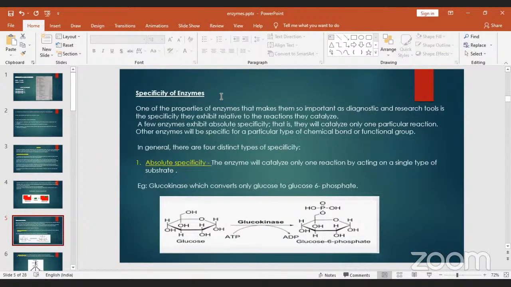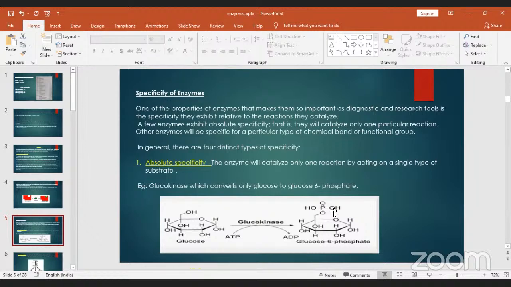Next, specificity of enzymes. What is specificity? It is one of the properties of enzymes. Specificity means enzyme reactions are specific. One enzyme catalyzes only one specific reaction.